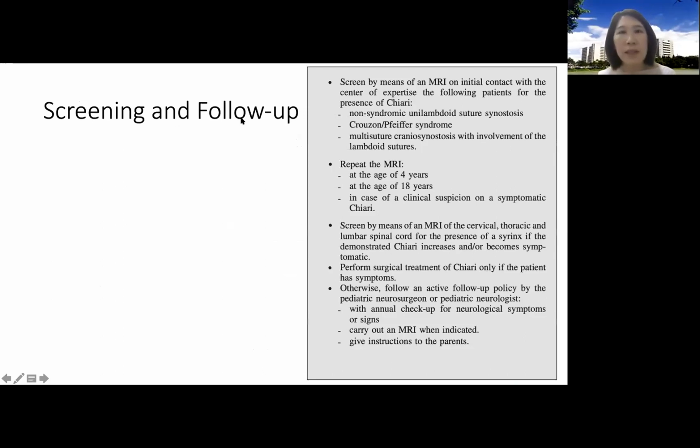So that's the recommendation conclusion. You should do the MRI in a unilambdoid suture, or Crouzon, or Pfeiffer, or multi-suture if it involves the lambdoid. And you should repeat the MRI at the age of 4 years or at the age of 18 years, or if you are suspicious of a symptomatic Chiari. Of course, you should follow up at the pediatric neurosurgeon's clinic because they probably know the neurological signs of Chiari.